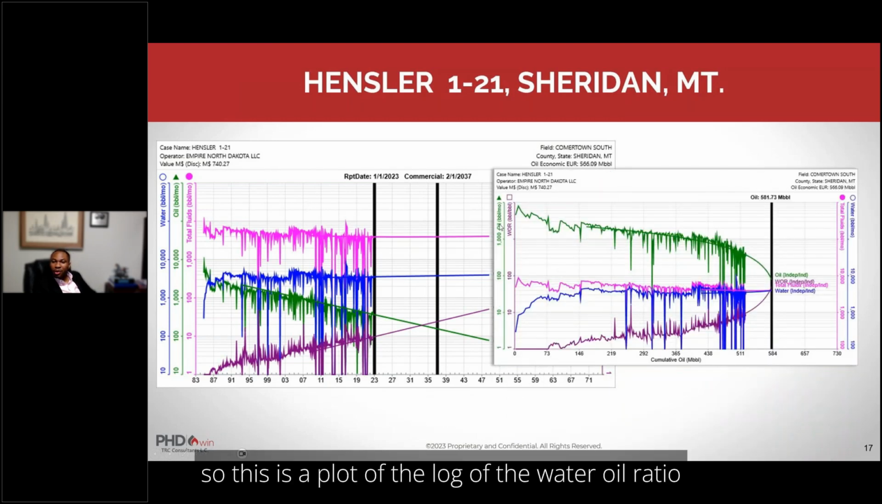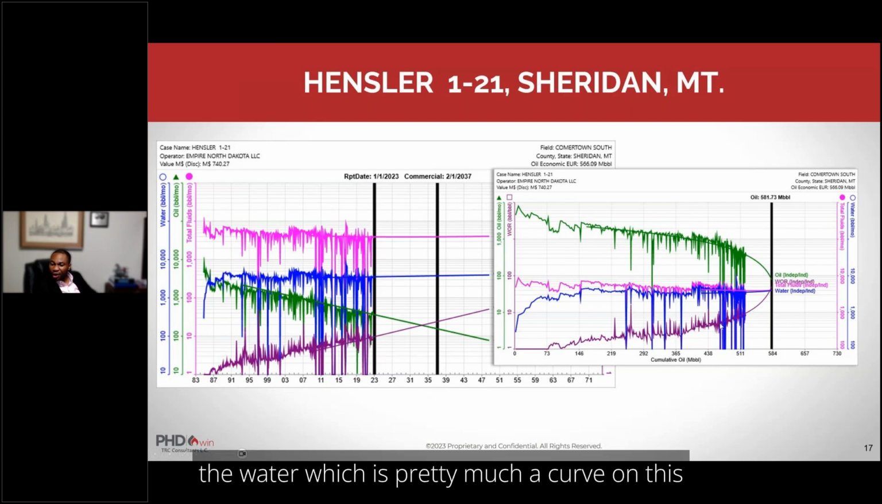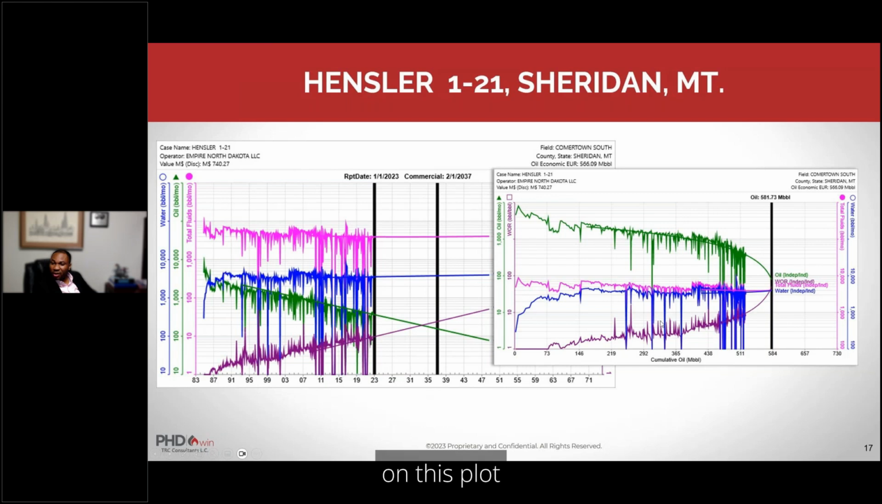This is a plot of the log of the water-oil ratio as a function of the cumulative oil production. We see that using the Arps decline, we don't see a straight line on this curve. The forecast of oil and water production shows the water-oil ratio is pretty much a curve on this plot. We're going to talk about this pretty soon.